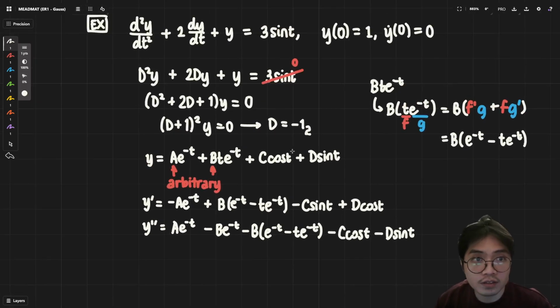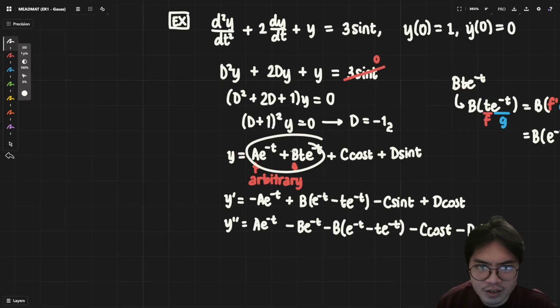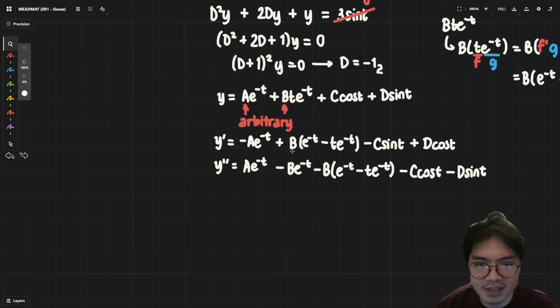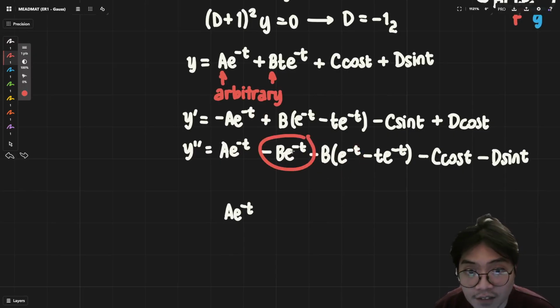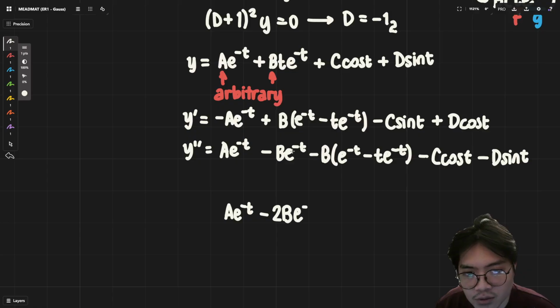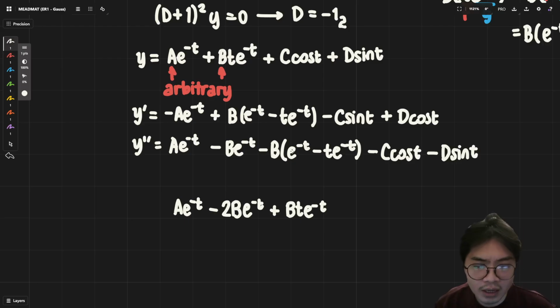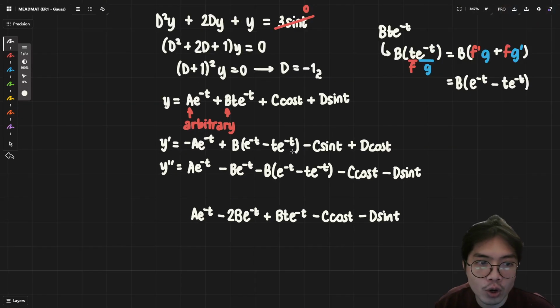Let's now put all of these together into that equation. Honestly, I know these first few bits are going to cancel out, but we'll see them cancel out. We will have a e raised to -t. Note that in here there are two negative b's, so minus 2b e raised to -t, and then plus bt e raised to -t. And what next? Minus c cosine t minus d sine t. That is your y double prime.